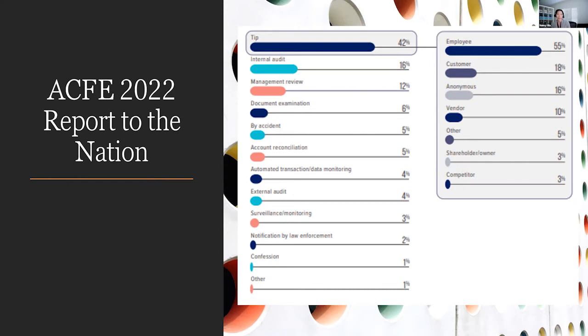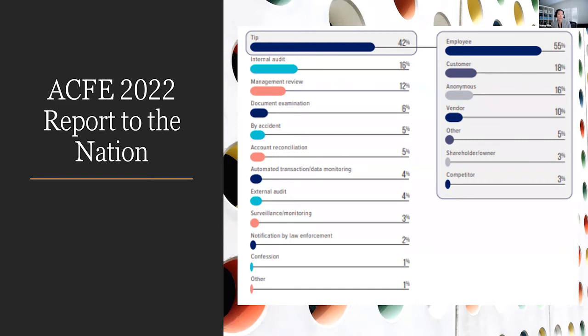Now, 5% may seem really small. However, if you look at some of these other fraud detection methods, there are often elements of reconciliations in them. For example, internal audit detects 16% of frauds. That's pretty significant. As part of their field work, as we know, they review our reconciliations. Management review detects 12% of frauds, and we know that management review is part of when we prepare and review reconciliations at month end. Document examination is responsible for detecting 6% of frauds. Well, that's pretty much what reconciliations are: looking at documents and support.